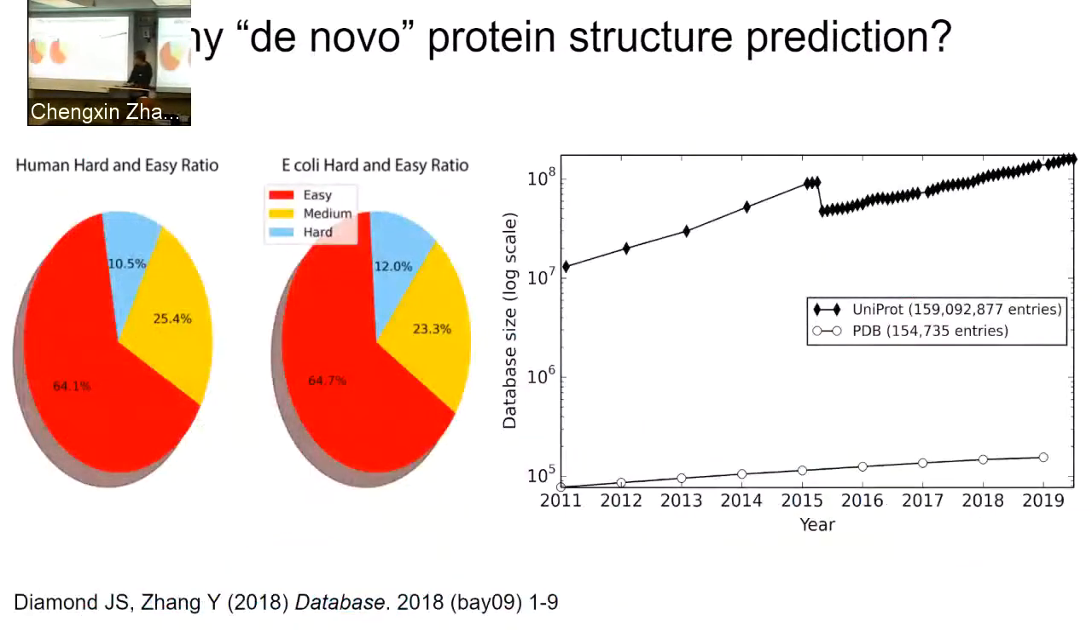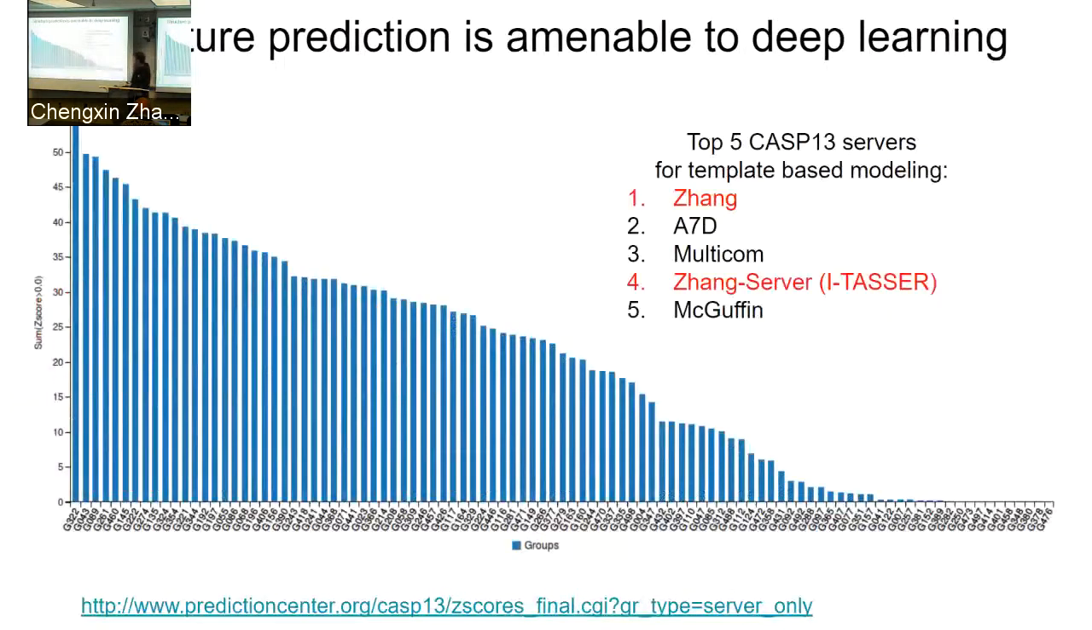So the protein structure prediction problem is actually quite amenable to deep learning. In case you don't know, CASP, or Critical Assessment of Structure Prediction, is a biannual international challenge for protein structure folding. In CASP, every 2 years, the experimental groups plan to determine the structure of around 100 proteins and ask every participant to predict the protein structure. After half a year, you get the native structure, and then you know how everyone is performing. So here we show the ranking of template-based modeling.